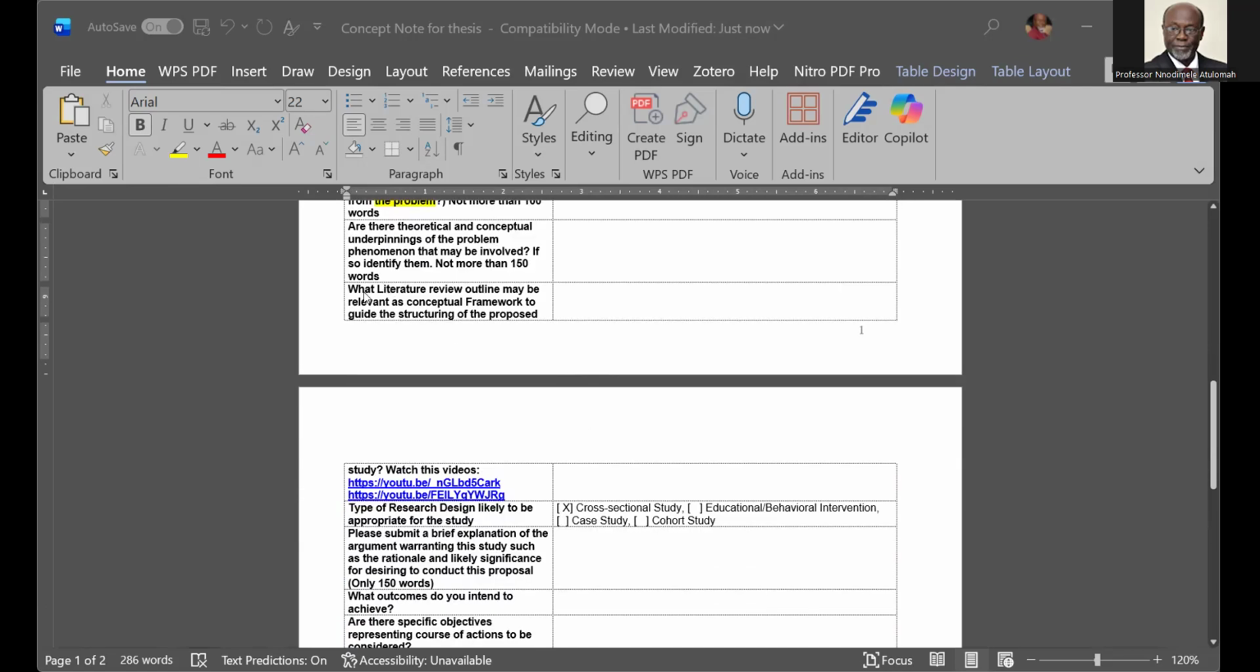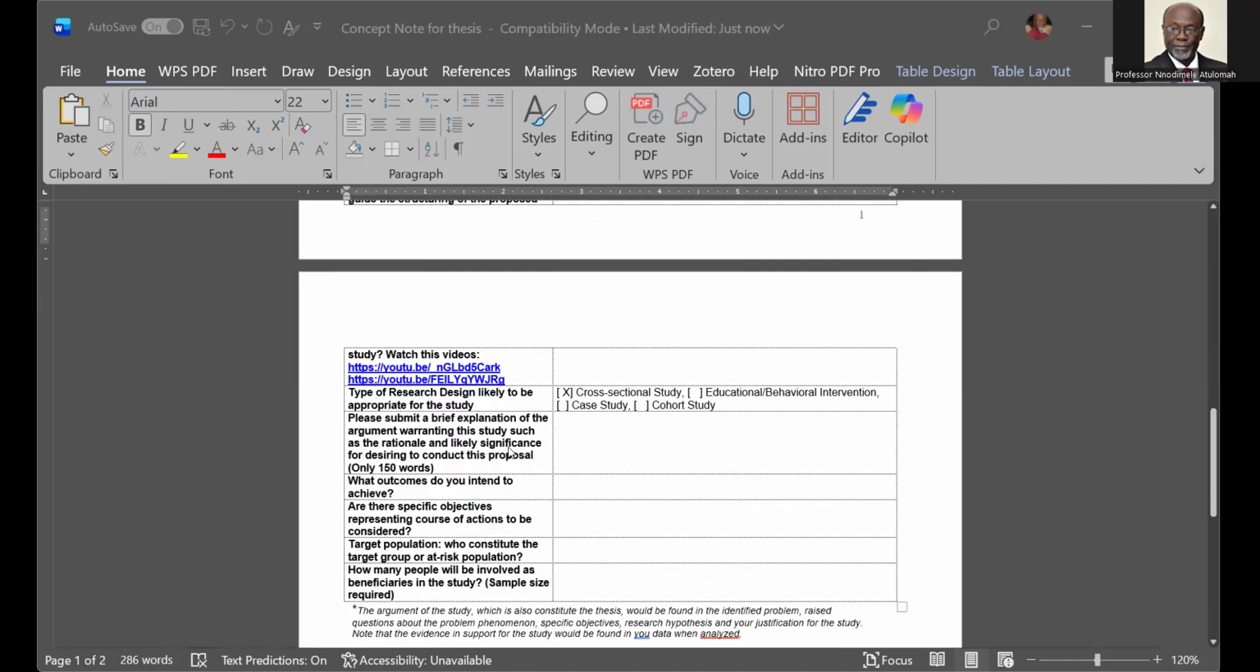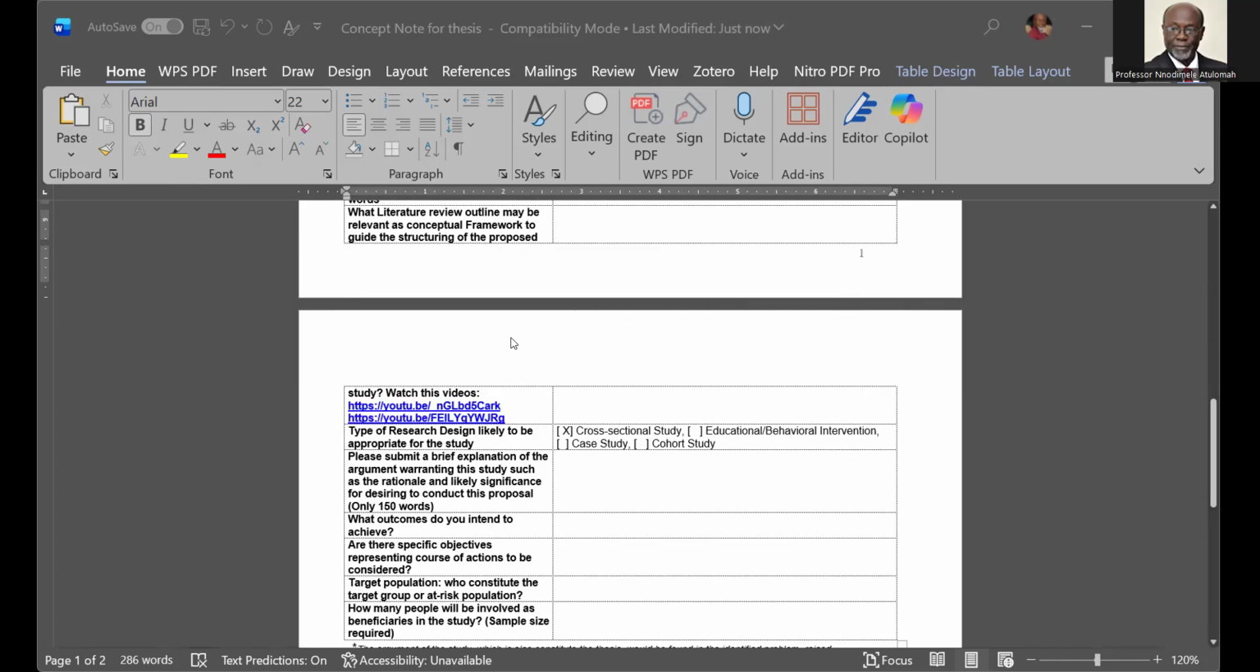So the next question is, what literature review outline may be relevant as conceptual framework to guide the structuring of your proposed study? Before you get into this particular section of the concept note, I would encourage you to watch these two video links carefully and make notes. There are issues that may help you to identify how you do the literature review and summarize it here before you expand it in your proposals.